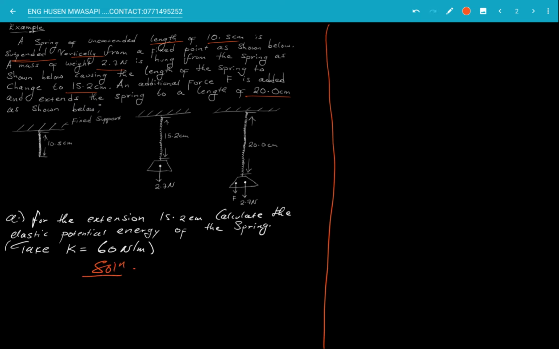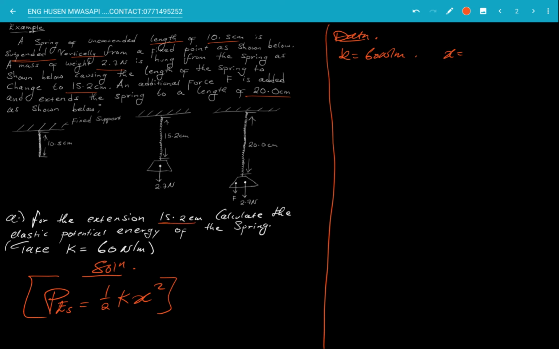So the first thing we're supposed to do is to write the formula for the elastic potential energy, which is PES equal to half kx squared. Now, in our equation, we need to collect data and ask ourselves, what is the value of k? We know that k is 60 newtons per meter. X is the extension of 15.2.